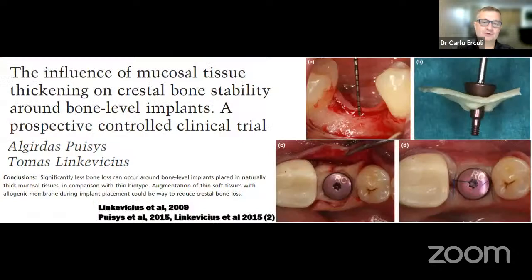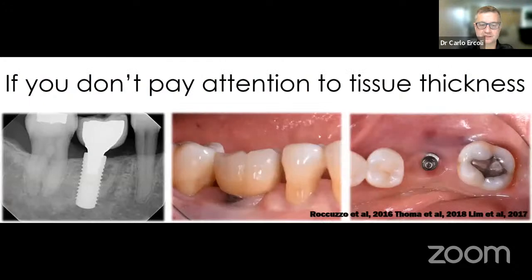So remember, we mentioned before that soft tissues are generally about 2 millimeters thick. So we need to have basically 4 millimeters for the biologic width. All of these strategies of thickening the tissue really come from a couple of studies done by a Lithuanian author, Thomas Linkevicius, who has done a fair amount of work showing that if your tissue is thin, you might expect more crestal bone loss. But if your tissue is thick, or you make it thick with a graft, that bone loss is actually minimized. So again, you need to pay attention to the soft tissue thickness.